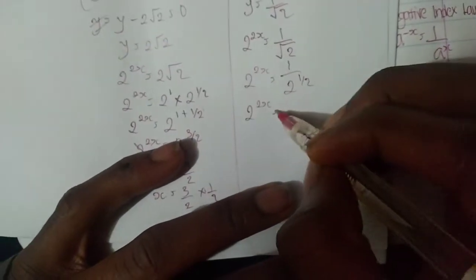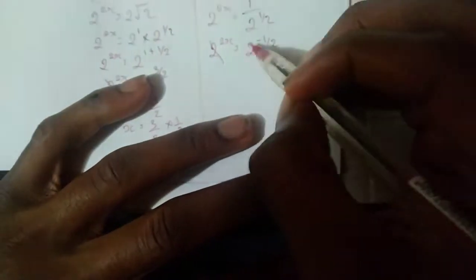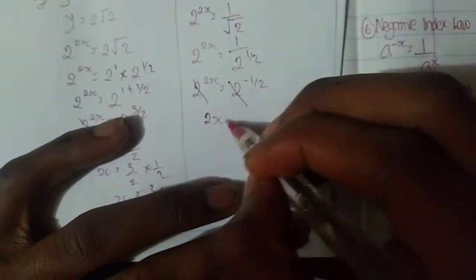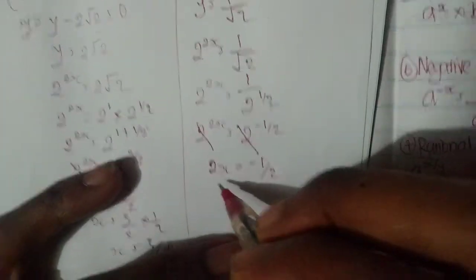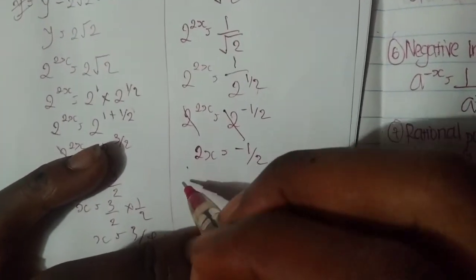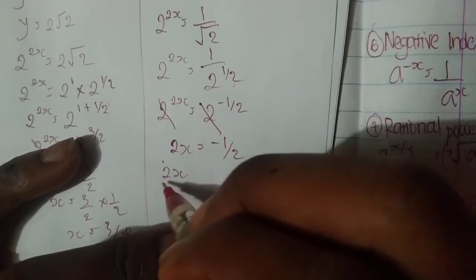Remember the rational power law. So we have 2 to the power of 2x is equal to, I use the negative index law here, 2 raised to the power of minus 1 over 2. These two can do justice to these two. We have 2x is equal to minus 1 all over 2. We can divide through by 2, like we're dividing both sides by 2.